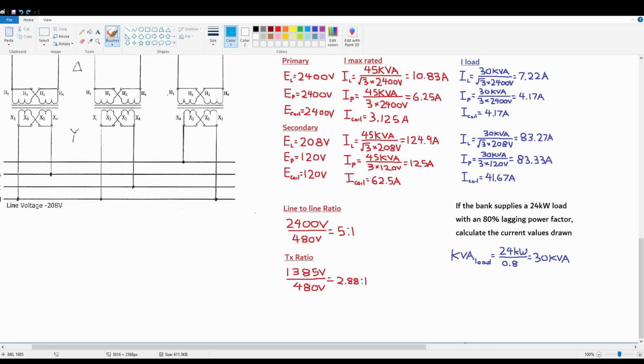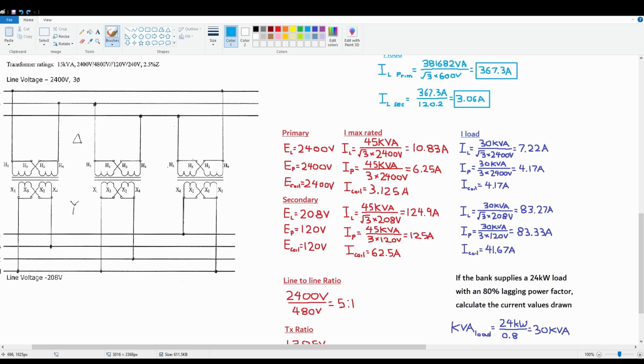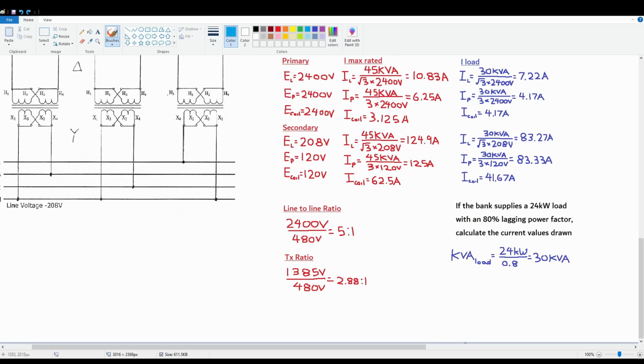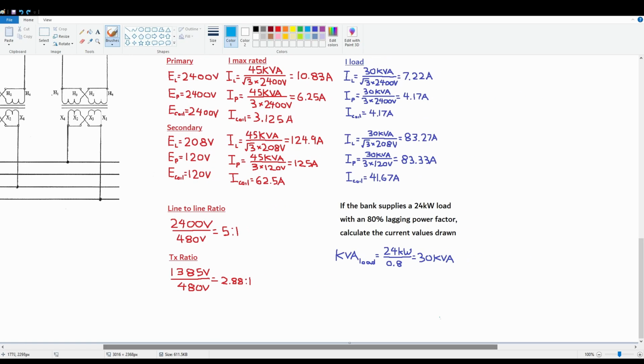Alright, the line to line ratio is basically the same thing as we did last time. We take our line voltage on the primary and line voltage on the secondary and divide them to get the ratio between them. So that's 5:1. The transformer ratio, also known as the turns ratio, we take our phase voltages and divide them, and we get the transformer's ratio. Right?